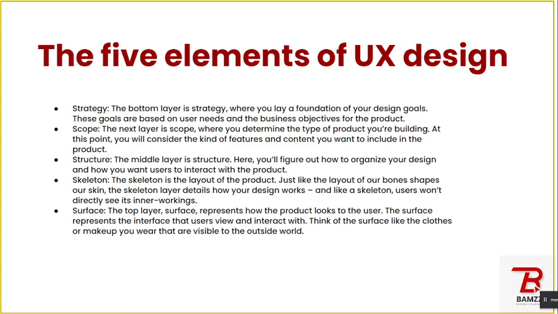The next layer is scope, which is where you determine the type of product you are building. Products have types, they have diverse backgrounds, they have categories. So after designing your goals, this is our aim, this is what we want to achieve. Then the next stage, you determine the type of product you are building. At this point, you consider the kind of features and content you want to include in this product. Maybe you want the product to have a header, a real section, a footer, a contact us, anything, you define it in this section. And then we have the structure.